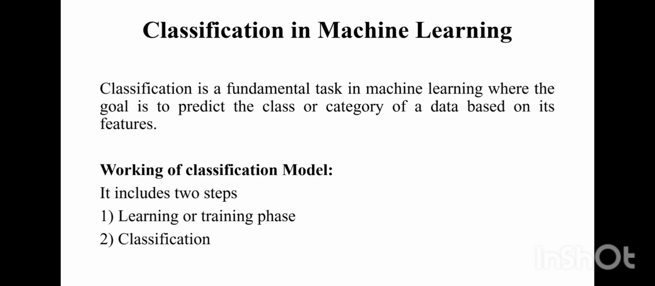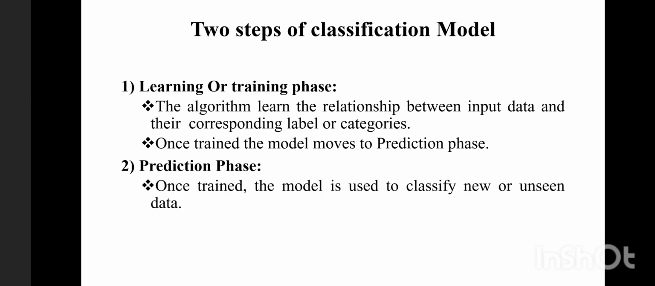Working of a classification model mainly involves two steps. They are the learning phase or training phase, and the prediction phase. These phases help the model understand and classify data accurately. In the learning phase, the algorithm learns the relationship between input data and their corresponding labels. The model studies patterns from the training data sets. After training, the model becomes ready for predictions.